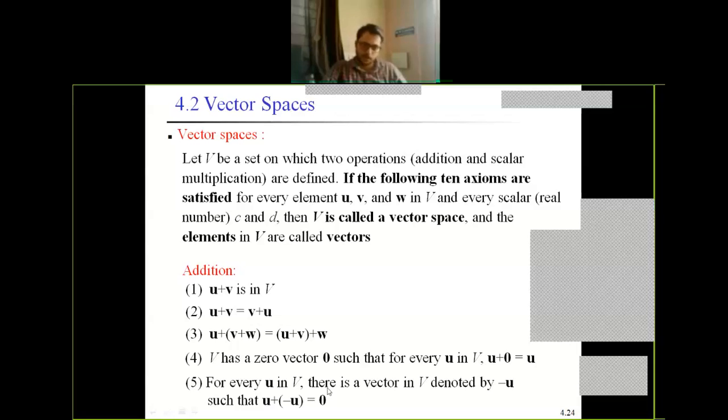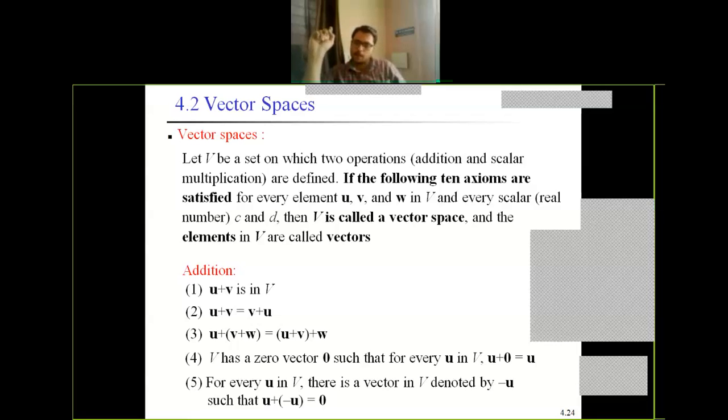Under the name additive identity we have seen this: u plus 0 is equal to u. So this is the second most important axiom. Next, the fifth: for every u in V. Now I think you are getting that u, v, w are elements in set V, and if all these axioms are satisfied by this set V, then we call capital V a vector space, and the elements u, v, w we call vectors. We have read this a number of times, so I am directly describing the axioms. For every u in V, there is a vector in V denoted by minus u, such that u plus minus u is equal to 0.